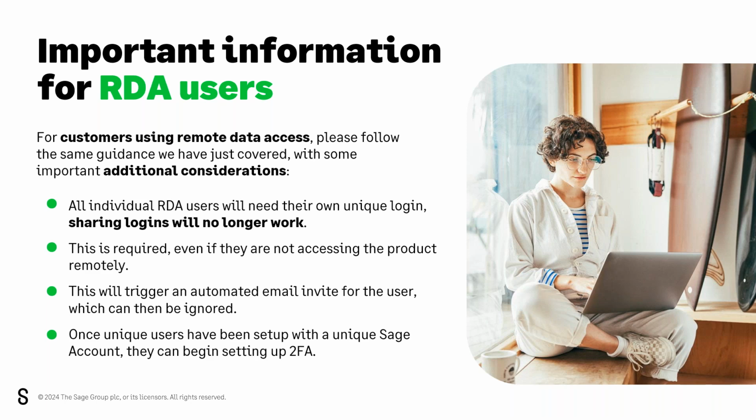An email is required even if they're not accessing the product remotely. Again, this is when you're using remote data access. So all users will need to have their own email address assigned to their own logon. When you pop an email address against these users, this will trigger an automated email invite for the user. If they're not going to be connecting remotely, they can ignore that email. That does get triggered by that process. If they are going to be connecting remotely, then you can obviously utilize that email that they receive.